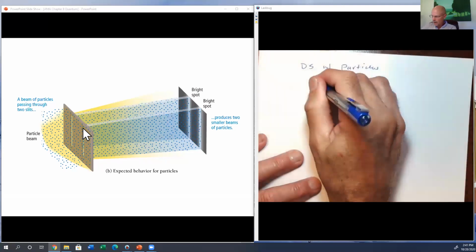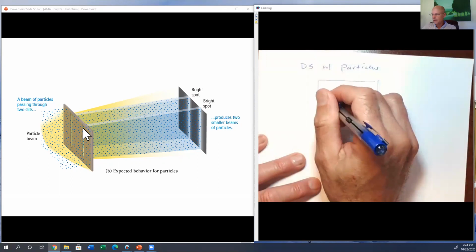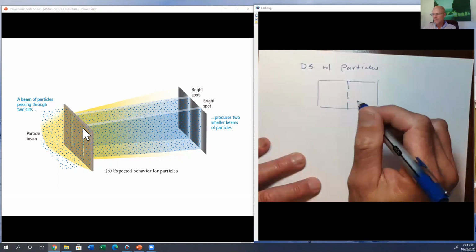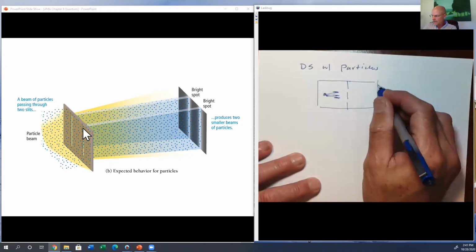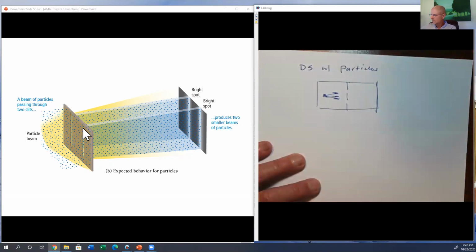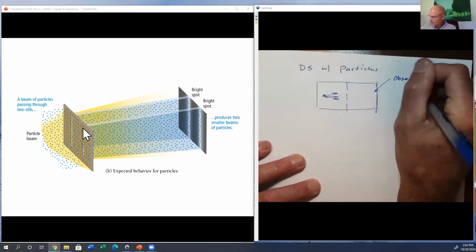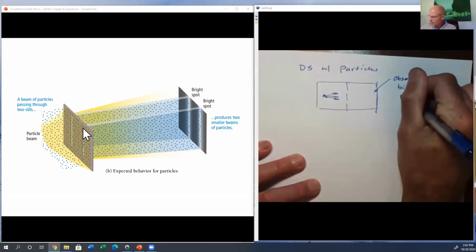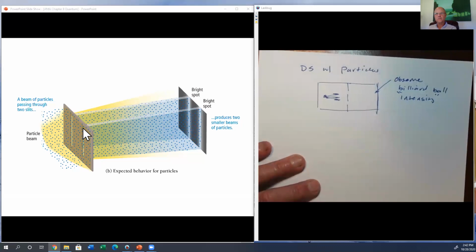So now we have some apparatus, and let's say we're just shooting, you could think of it as a pool table if you want, in 2 dimensions. And you're shooting out billiard balls, and again, you're detecting over here. You're going to observe billiard ball intensity, kind of like you were observing wave intensity before, but now you're going to observe billiard ball intensity, okay?